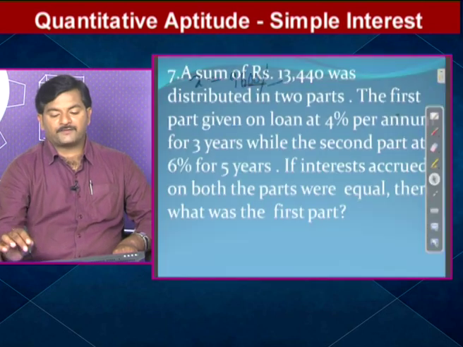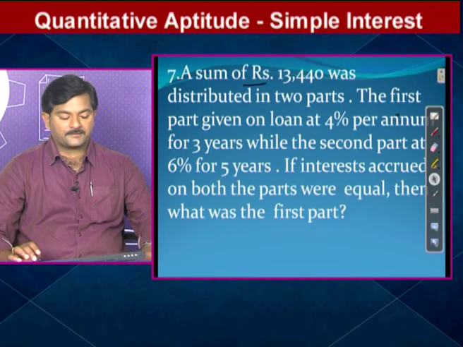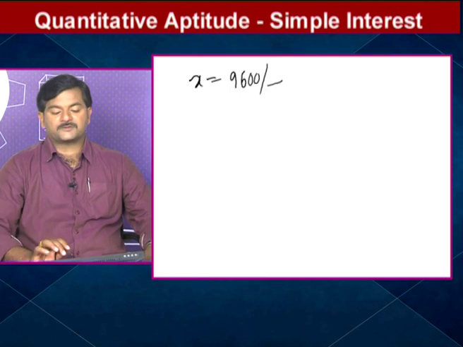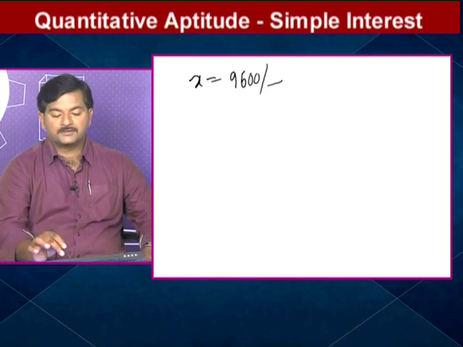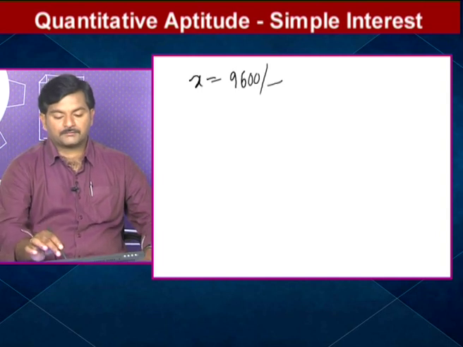But did he ask you to find first part or second part? He asked you to find the first part. What was the first part? So obviously he asked you to find out the first part. Solving this condition, it is clear. We are getting, see here, solving this condition in both the cases, obviously X value equal to 9,600.